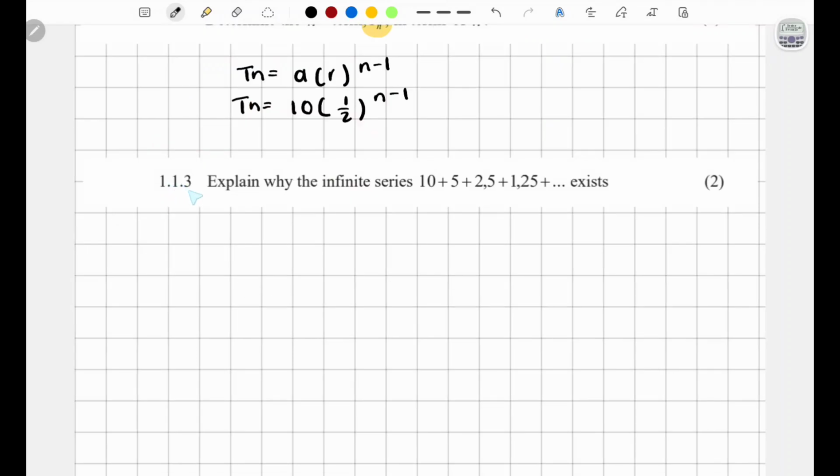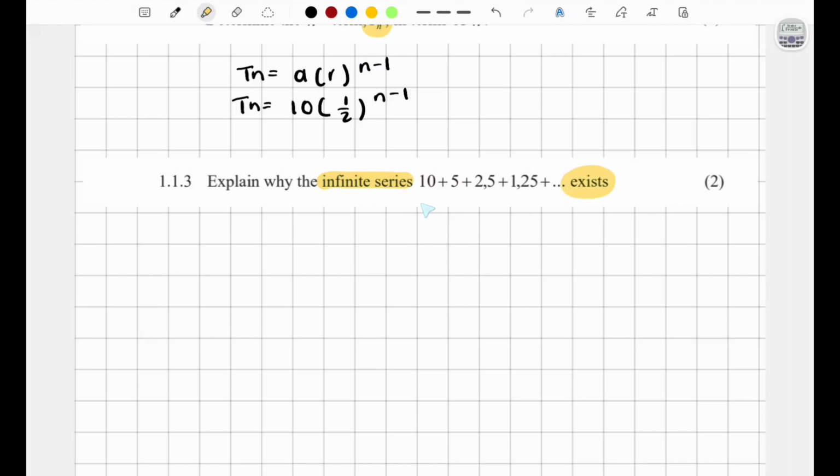The next question is 1.1.3, and the question says explain why the infinite series exists. It's the same sequence that we have. You need to explain why it exists. Here's the thing about this. It is an infinite geometric series, right? The fact that it is infinite, as you can see, we have plus dot dot dot. The only way it can be infinite is if it keeps on going infinitely and doesn't actually end. That's what geometric series do. I know we can calculate the sum to infinity of it, but we're calculating the sum to infinity, meaning it doesn't end.